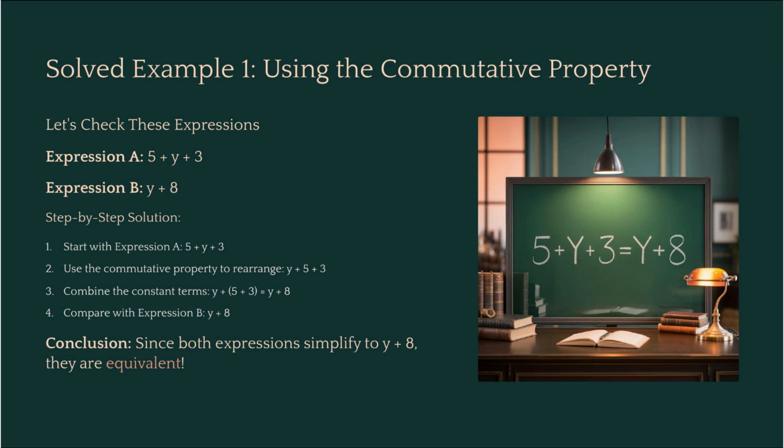Take expression A, 5 plus y plus 3, and expression B, y plus 8. To simplify A, we use the commutative and associative properties to rearrange and group the constants: y plus parentheses 5 plus 3, close parentheses. That simplifies to y plus 8. Since y plus 8 is exactly the same as expression B, we know for sure they are equivalent.